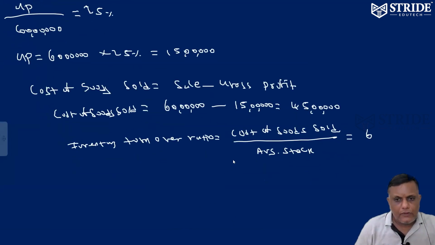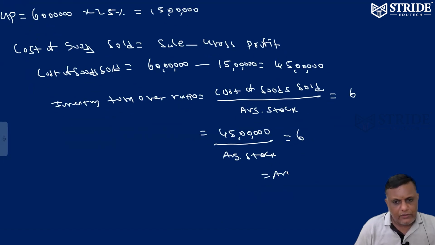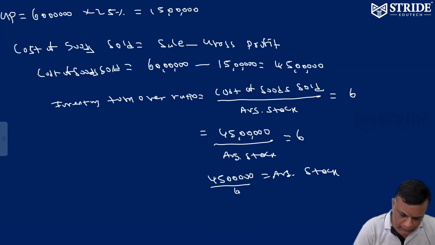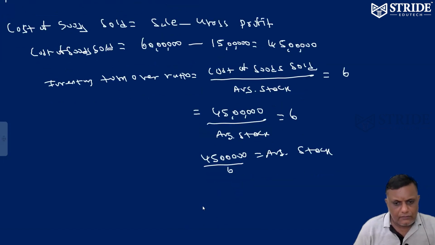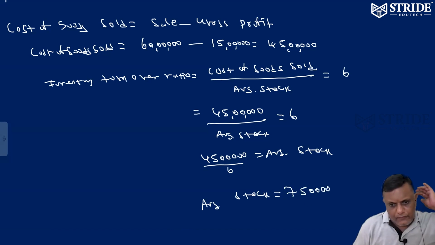What is COGS? 45 lakhs. 45 lakhs by average stock is equivalent to 6 times. So average stock is equivalent to 45 lakhs by 6, which is 7,50,000. Generally average stock is the denominator, not closing stock. If average stock is not there, then we can take closing stock. So 7,50,000 is going to be the average stock.